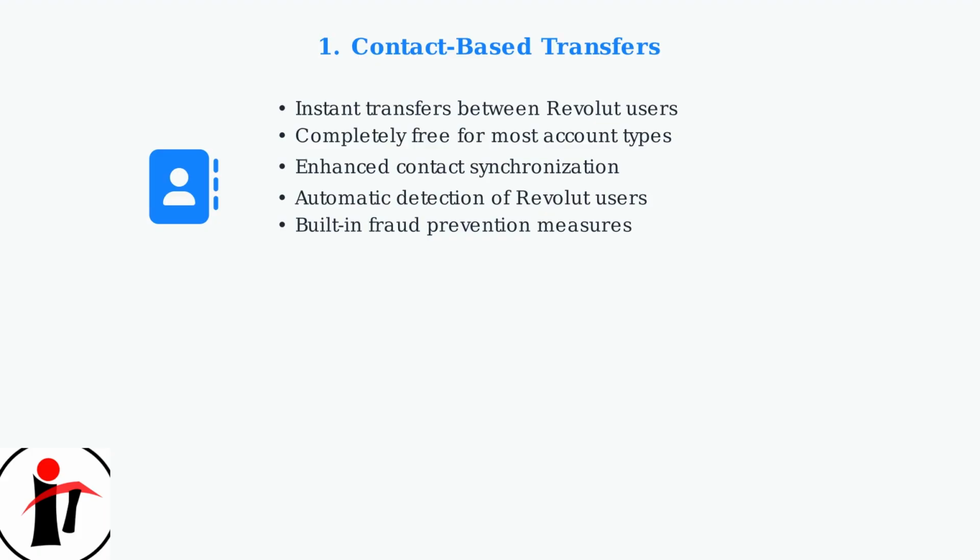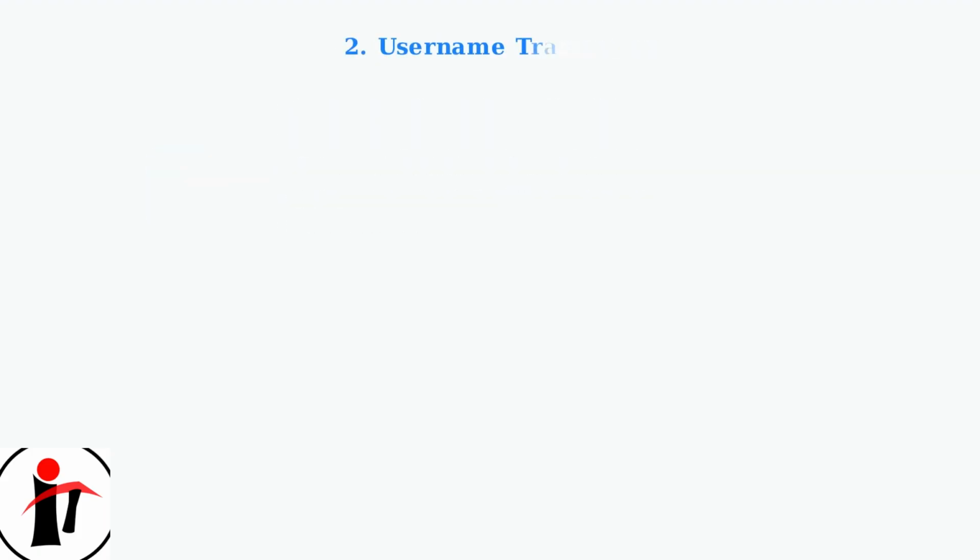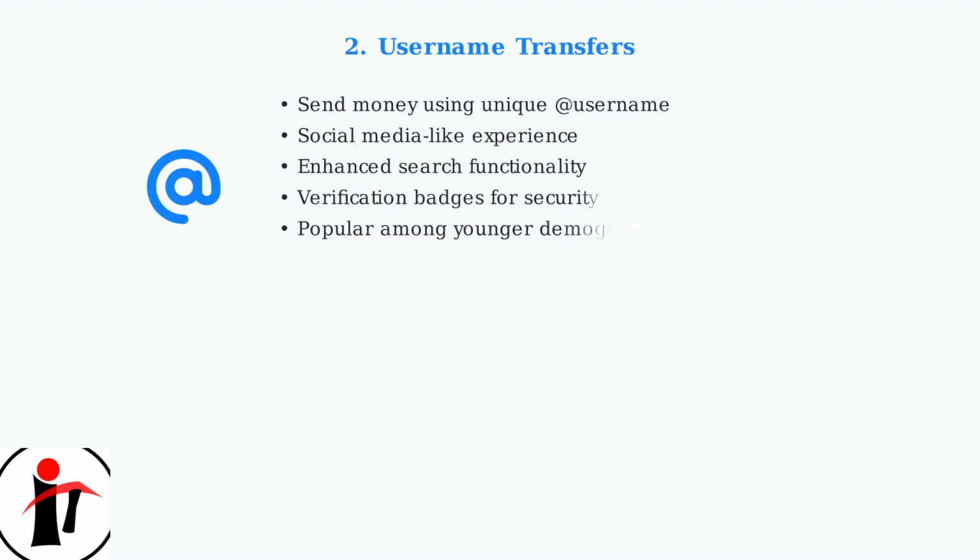These transfers are instant and free, with enhanced contact synchronization that automatically detects which of your contacts use Revolut. Username transfers allow you to send money using unique Revolut usernames, like @JohnSmith. This method provides a social media-like experience that's particularly popular among younger users, with enhanced search functionality and verification badges.